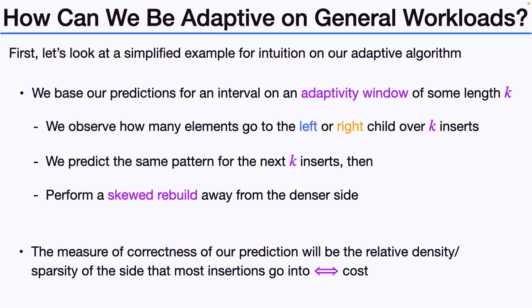So kind of the measure of correctness of our predictions for these examples is going to be how dense is the area that gets more insertions. And this is a pretty good measure because the density or sparsity of inserts corresponds to the costs in our output.